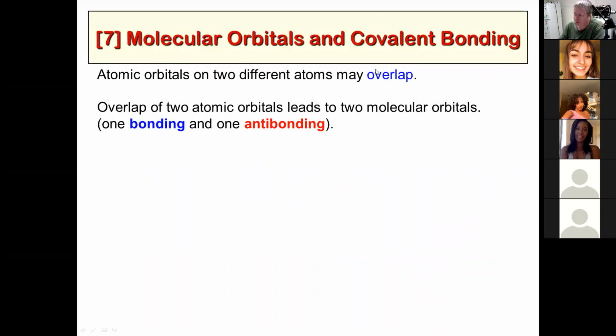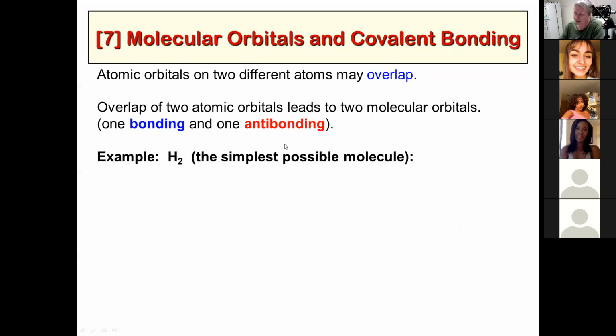Okay, molecular orbitals and covalent bonding. So now we're moving slowly into what's happening with organic molecules. Atomic orbitals on 2 different atoms may overlap, and that'll form a bond. If you have two atomic orbitals, it'll lead to 2 molecular orbitals. One is called a bonding orbital, which, what does that mean? It means that it's consistent with a bonding interaction between 2 atoms, right? What do you think anti-bonding means? It means that it is not consistent with bonding, right? If you have an anti-bonding orbital and you put some electrons in there, what happens to the bond? It breaks, the bond breaks, right?